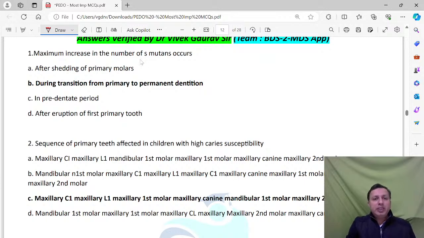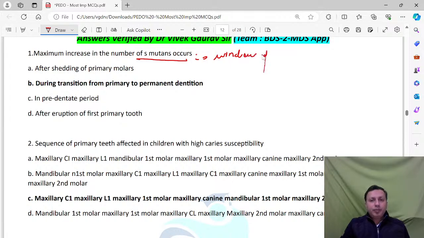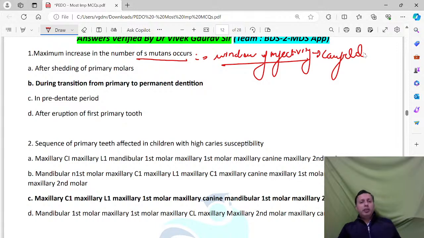Now, the maximum increase in the number of S mutans. So, when we talk about the maximum increase in the number of S mutans, we think about the window of infectivity, and this window of infectivity was given by Caulfield. Caulfield has given two periods of the window of infectivity. The first window of infectivity is during the period of 7 to 31 months of age, when the first primary teeth erupt.